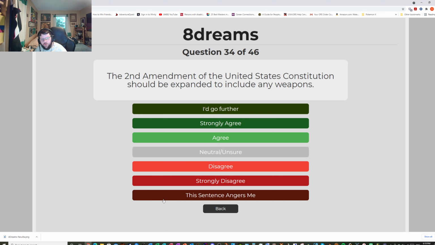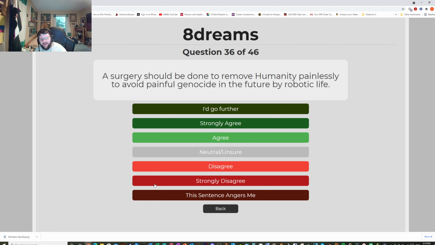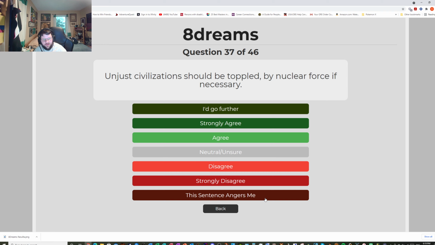Second Amendment of the United States Constitution to expand, I go further. We should build a planetary wall to avoid Martian invasion. No. A surgery should be done to remove humanity painlessly to avoid genocide in the future by robotic life. No. Unjust civilization should be toppled by nuclear. No. We should kill a person rather than convince them.